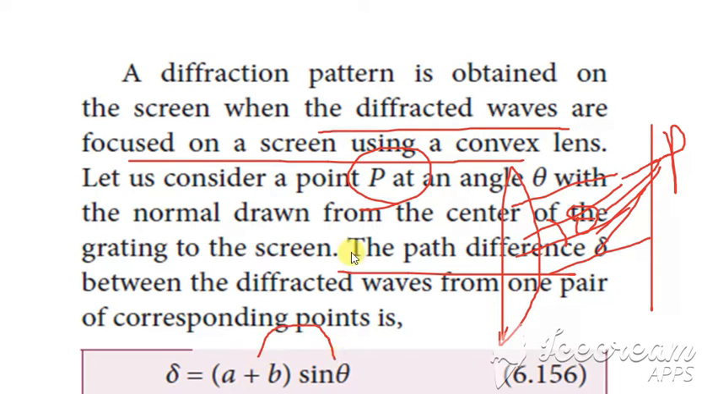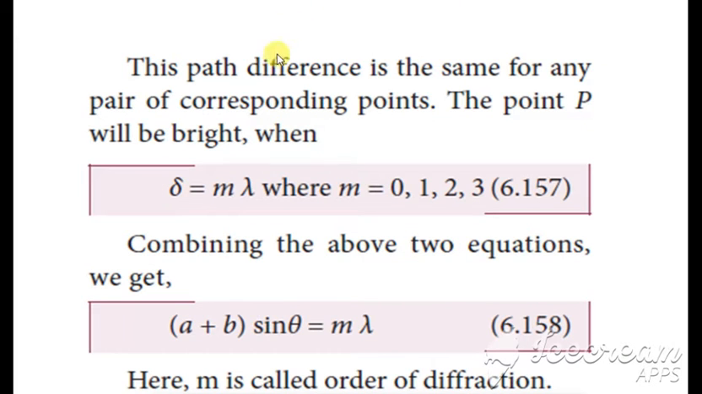A plus B into sine theta, just as we saw in the diagram itself, is it not? That is given by what? A plus B into sine theta. That is the path difference. This path difference is the same for any pair of corresponding points.